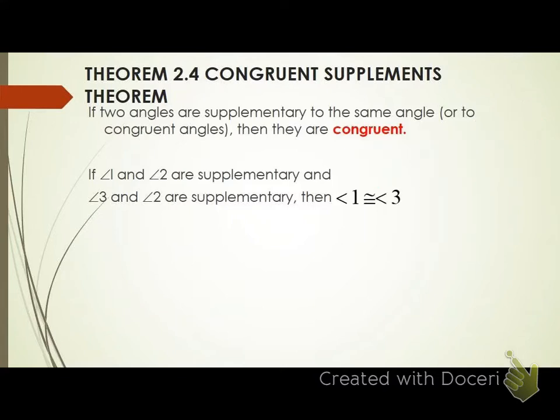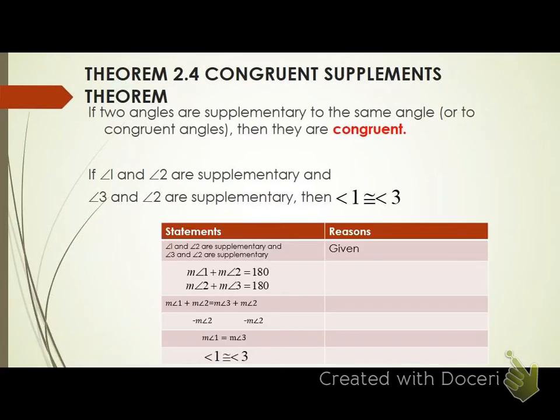A good geometric proof would look something like this, right? That's what the theorem again says. If angle 1 and angle 2 are supplementary, and angle 3 and angle 2 are supplementary, then 1 and 3 are going to be congruent. Okay? A good geometric proof would look something like this.